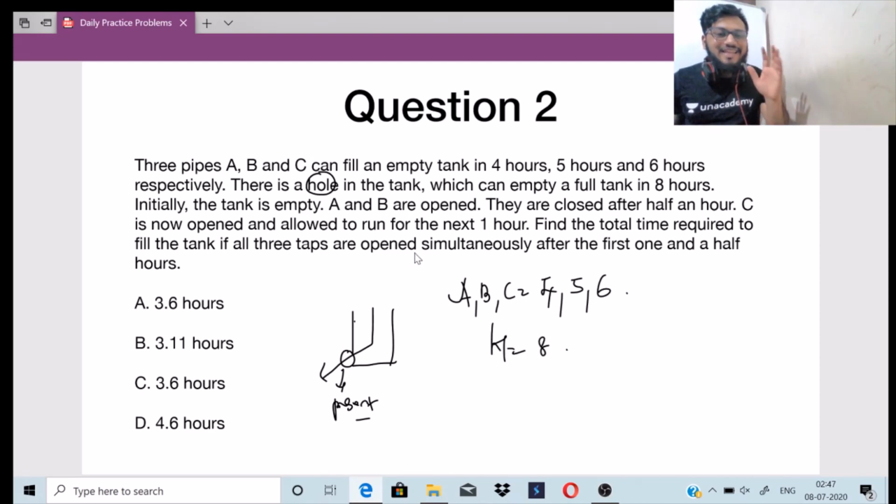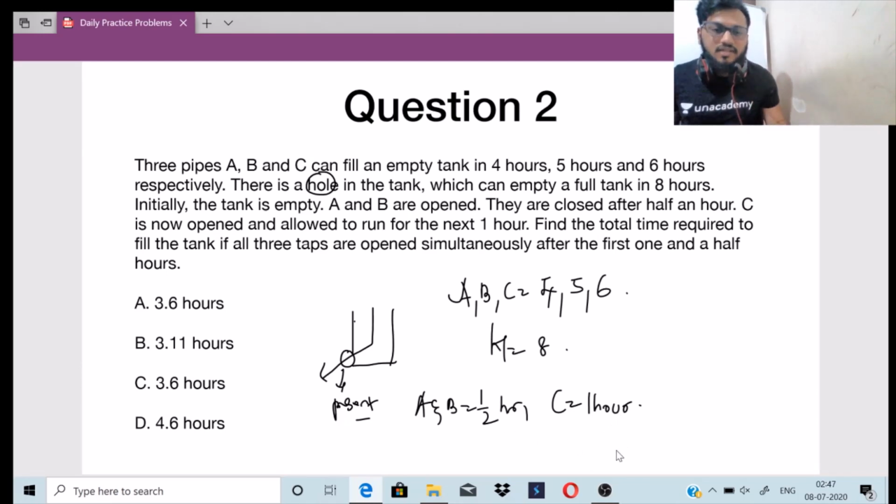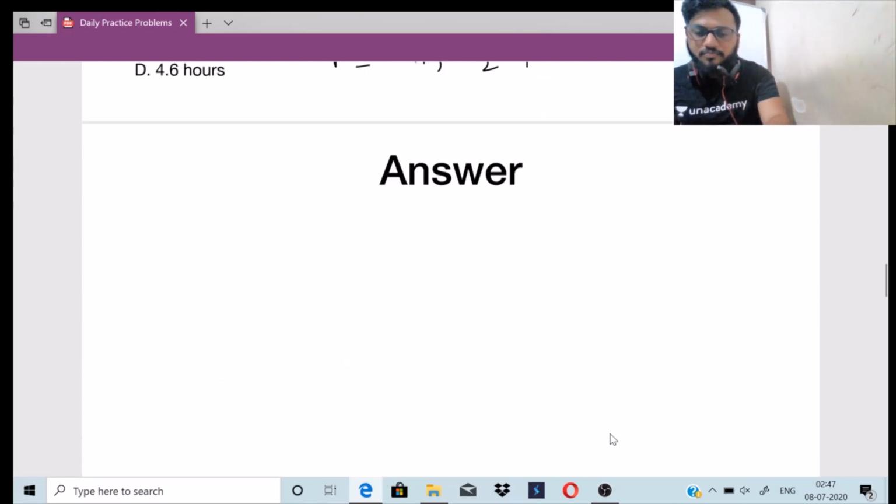The tank is empty initially. A and B are opened. A and B are working for the first half an hour. Then C comes, it works for the next 1 hour. So these taps are working for 1.5 hours. So what is the remaining time required? What is the total time? We already know the 1.5 hours, so we have to find out the second time, and later add both. Let's move back here.